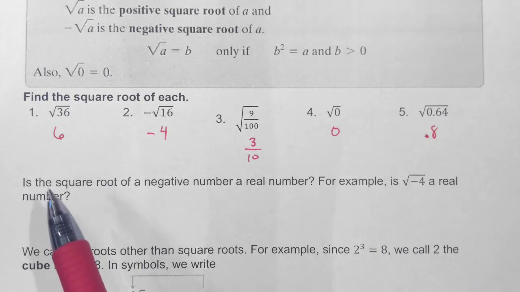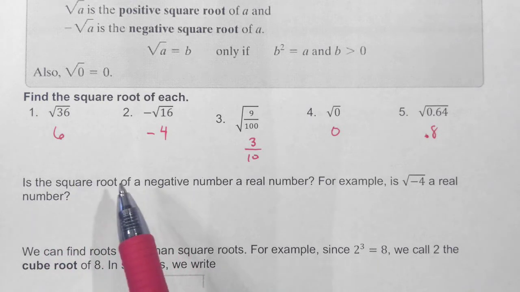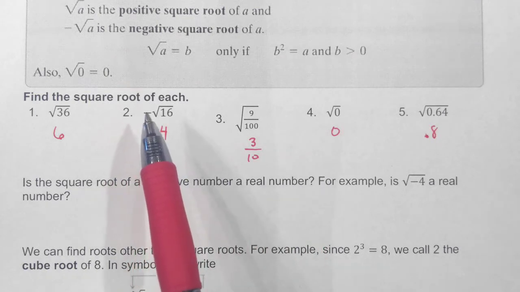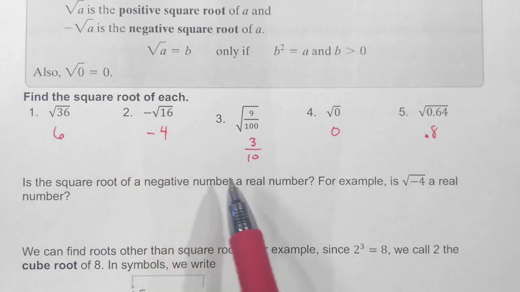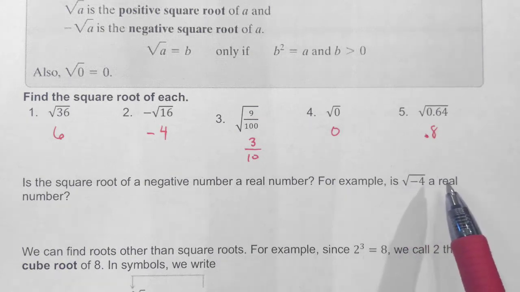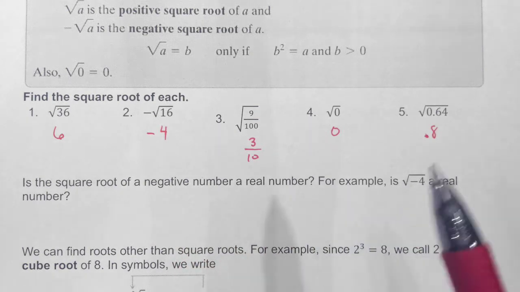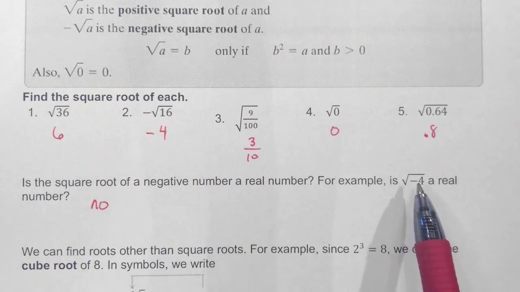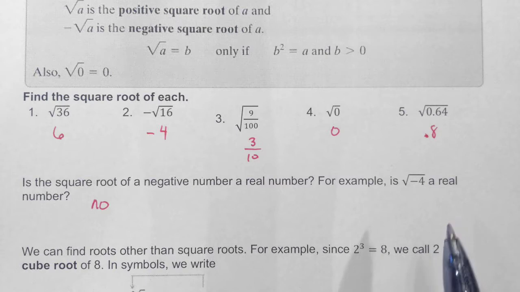Okay, now this leads us to this. Is the square root of a negative number a real number? So not this one, where the negative is outside. For an example, would the square root of negative 4 be a real number? And the answer is no. But do you know why? Why can you not have a negative inside of the radical?